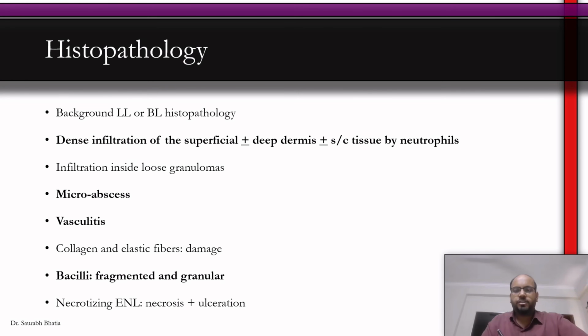Coming to histopathology, what do we see in biopsy if we take it from an ENL lesion? You have the background LL or BL histopathology. Remember, ENL occurs more in the lepromatous pole. So because of that, what actually happens is you have a background of Hansen's, and over that you have inflammation. Clear? There is dense infiltration of superficial or deep and or subcutaneous tissue by neutrophils.